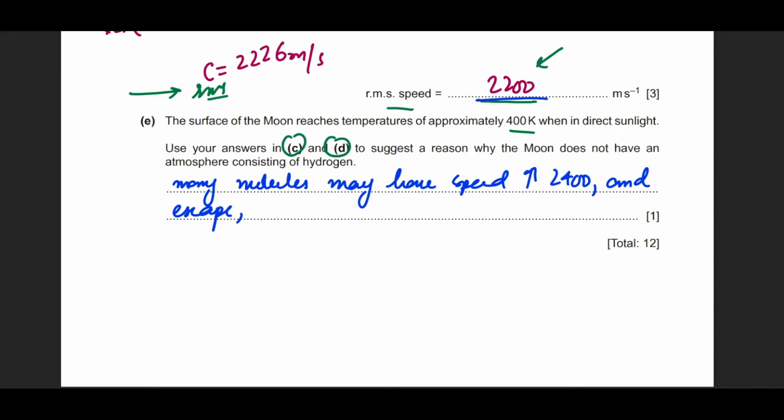Now we give a reason why 2200. What is 2200? 2200 is an average value, an average RMS speed. Other particles may have different speeds than this, right?